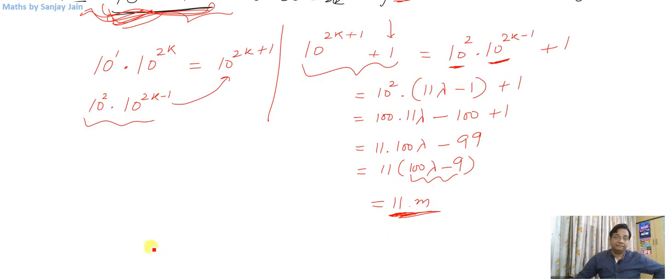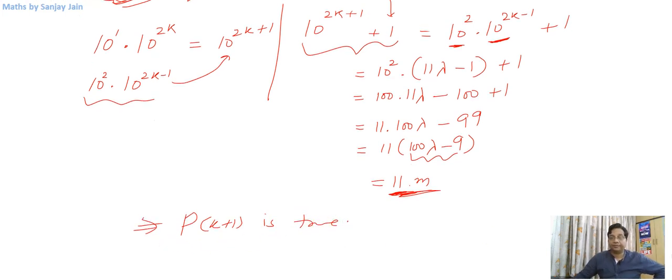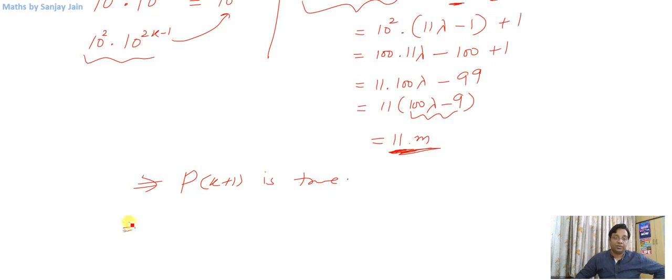Hence I can say P of k plus 1 is true, right? So the final statement: P of 1 is true. Truth of P of k implies the truth of P of k plus 1. Hence, by the principle of mathematical induction, P of n is true.